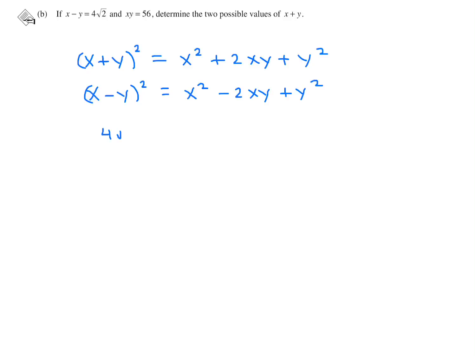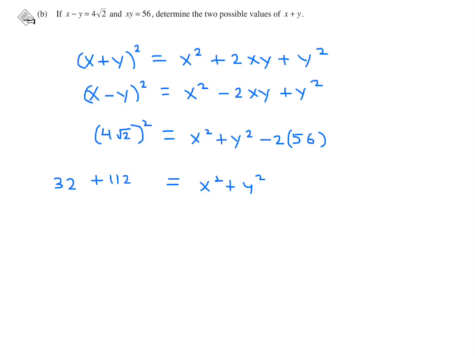So x minus y is 4 root 2, all squared. x squared plus y squared we are not told, but we are told xy. It's 56. So I can solve for x squared plus y squared. So 4 root 2 squared is 16 times 2, which is 32. And then 2 times 56 is 112, so minus 112. If you bring it over, it'll become positive 112. And therefore, this is 144. x squared plus y squared.